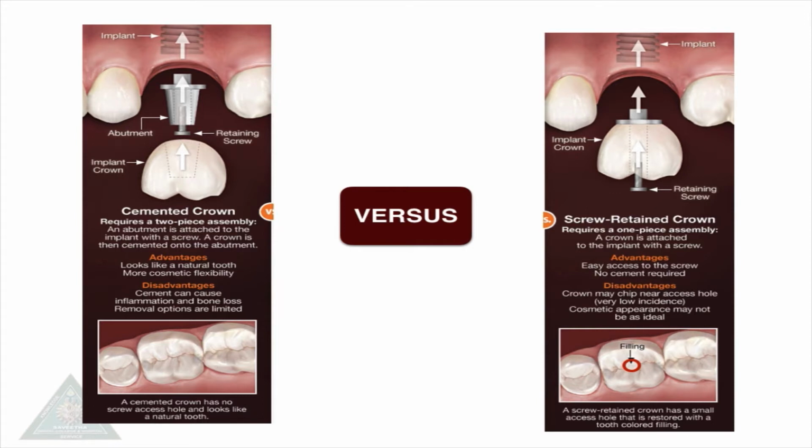And the advantage of the cemented crown will be it looks like a natural tooth and aesthetically pleasing, unlike screw retained, which is not aesthetically pleasing. The disadvantage of cement retained will be cement can cause inflammation and bone loss, and removal options are limited. But disadvantage of the screw retained crown, the crown may chip near the access hole and cosmetic is not good.